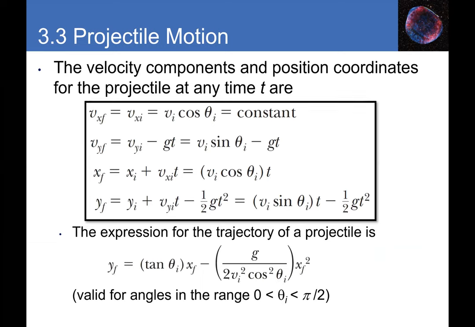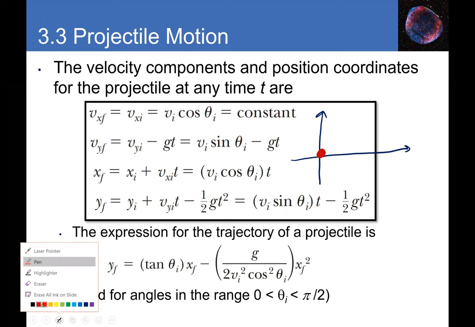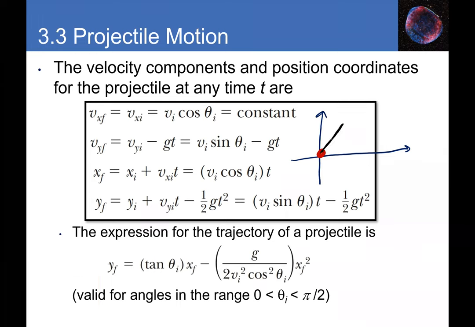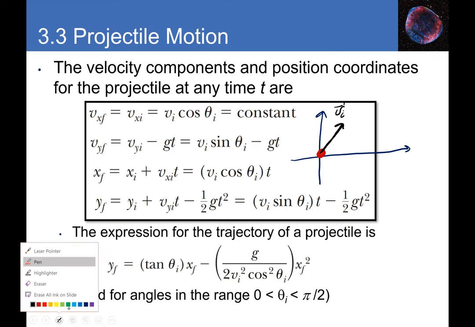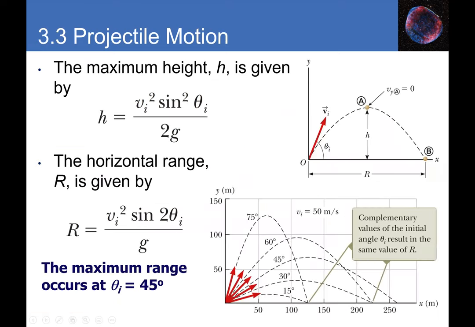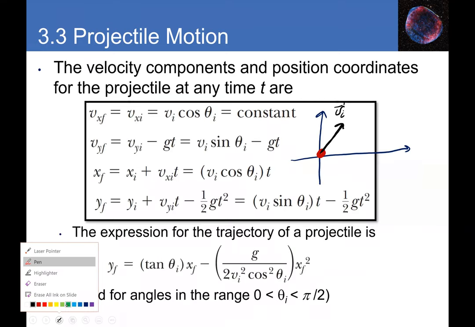So one thing we can do is look at the velocity vector. Here's my coordinate system, and imagine you have an object, like a soccer ball, sitting here at the origin, and you want it to have projectile motion. So what we do here is we give it a kick, like this, with this initial velocity. And this kick then makes the object go in this trajectory.